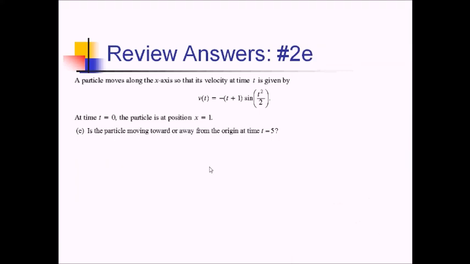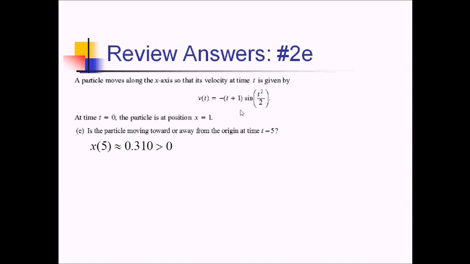For part E, we want to know if our particle is moving toward or away from the origin at time 5. Well, in order to figure this out, we need to know which side of the origin we're on, the left or the right, and also which direction we're moving, to the left or to the right. So we need to know our position and our velocity. Fortunately, we already found the position of our particle at time 5 in an earlier problem. Just to review, x of 5 was about 0.310, which is to say, a positive quantity. So that means we are on the right side of the origin, on the right side of the y-axis. So all we have to figure out now is, are we moving to the left or to the right?